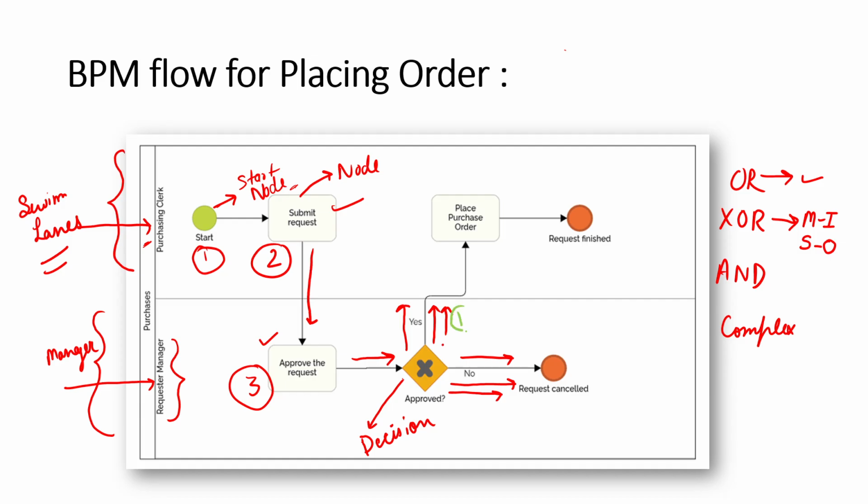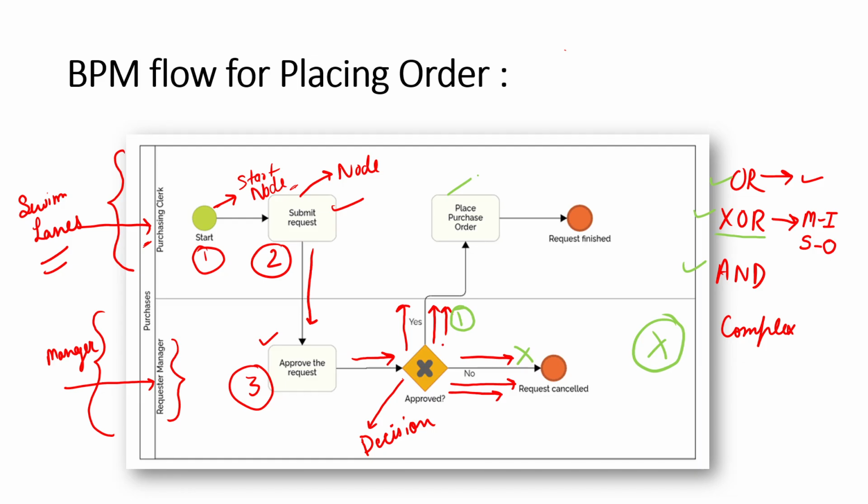In this scenario, this particular path will follow. This will not be followed because it's a XOR gateway, meaning execution will always be one. So whenever we need to make a decision in BPM flows, we use gateways. Right now I'm using XOR, and this cross is the symbol of XOR. The BPM tool can be anything. It can be Appian, Pega, or any other BPM tool, but these are the gateways which will always be there.